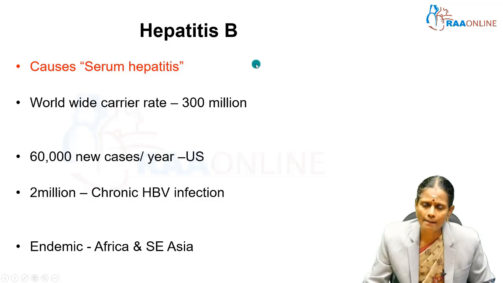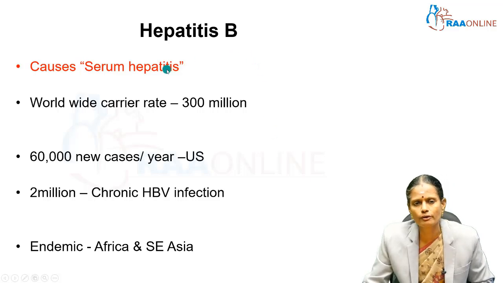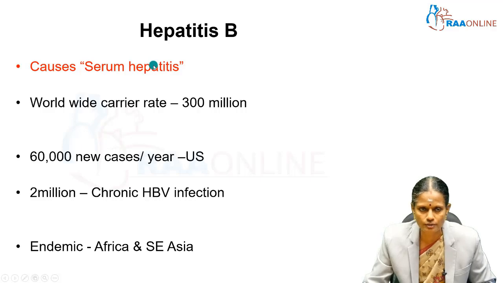So what is hepatitis B? It is also known as serum hepatitis. Of all the 5 types of hepatotropic viral infections we are going to see today, this one carries more significance because the incidence is more common. And the carrier state is more common here, with 300 million carriers around the world.